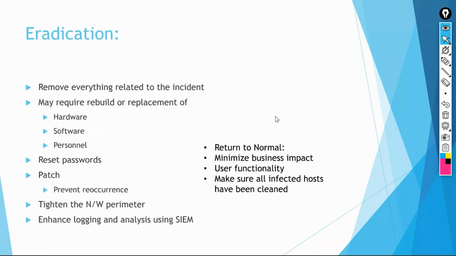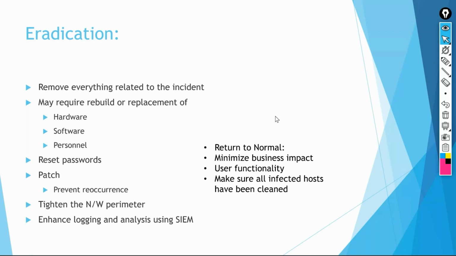Once you have captured the evidence, the next step is eradication. Eradication means remove everything related to the incident, which means you may have to rebuild or replace the hardware, software, or people. One live example: if your system is infected with a virus, first we will try to quarantine the virus, and then we will rebuild the entire operating system. That is my eradication stage. If there is a hard disk failure, replace the hardware.